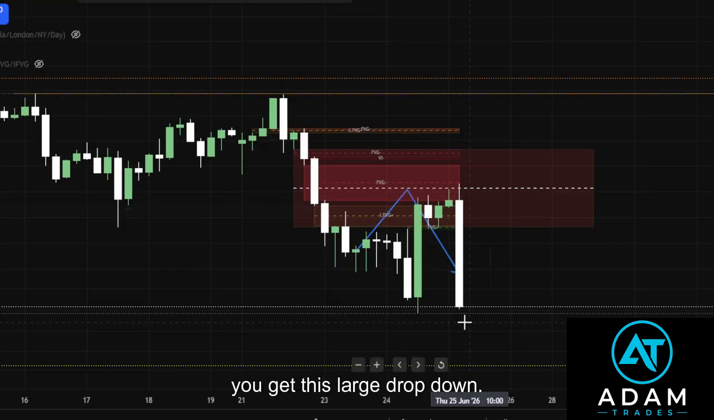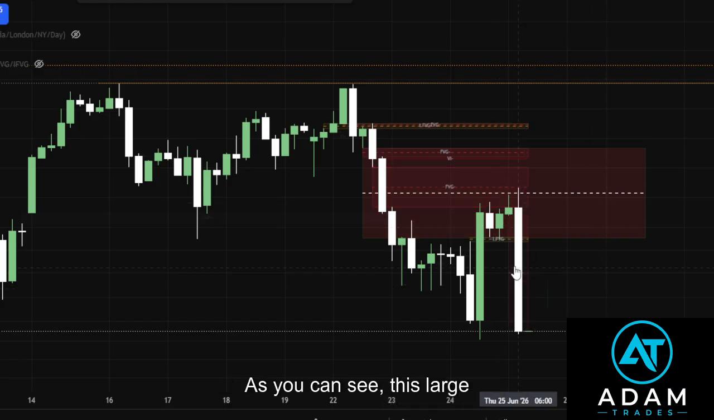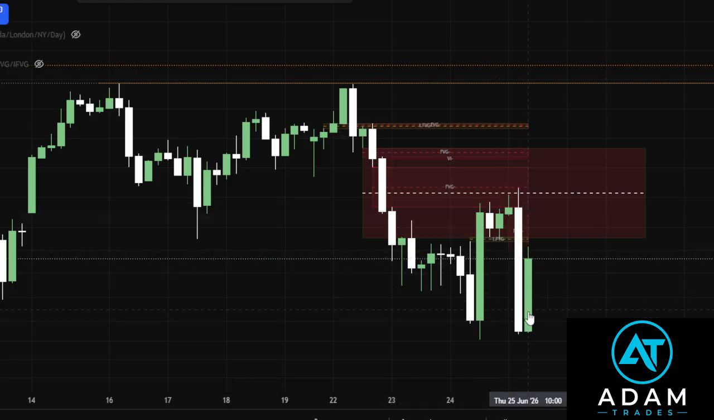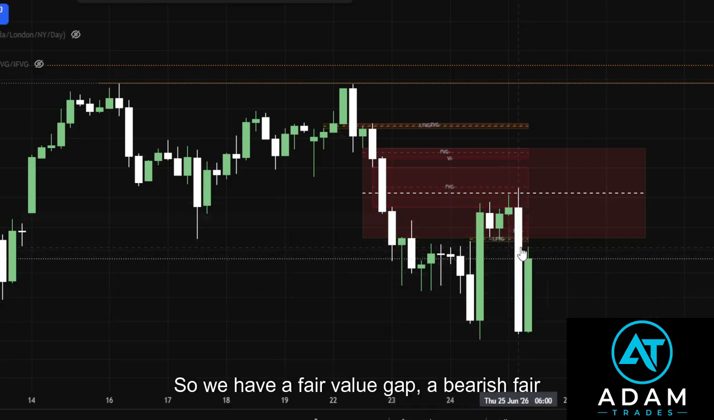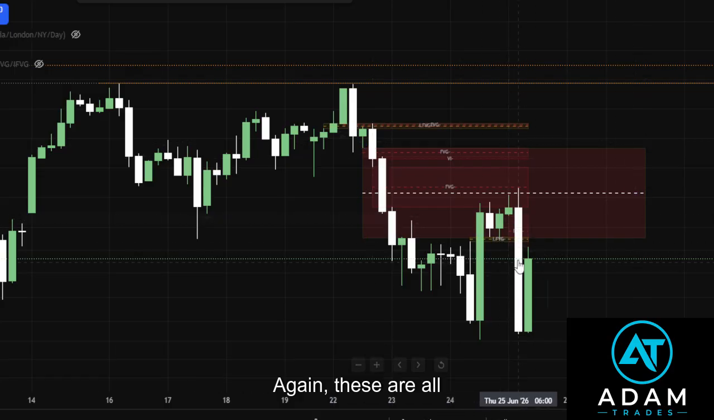you get this large drop down. So we can kind of keep playing out. As you can see, this large drop. So we have a bearish fair value gap that just got created here. So we rejected off of these four, and now we're creating new ones lower. Again, these are all bearish signatures in price.